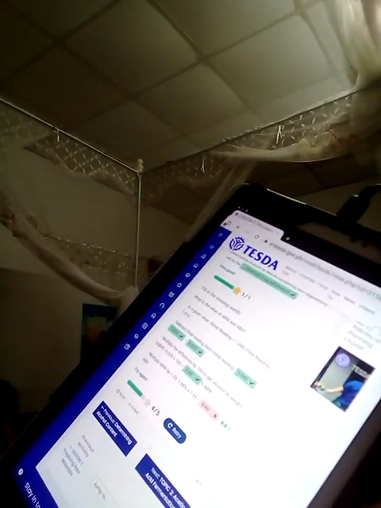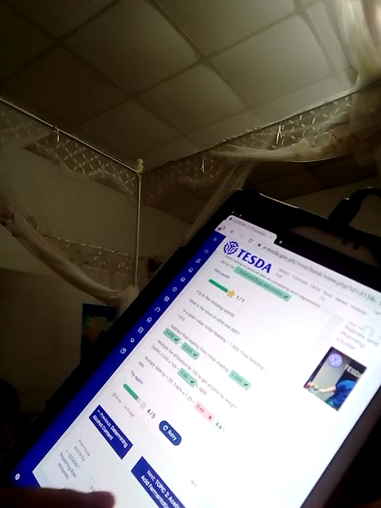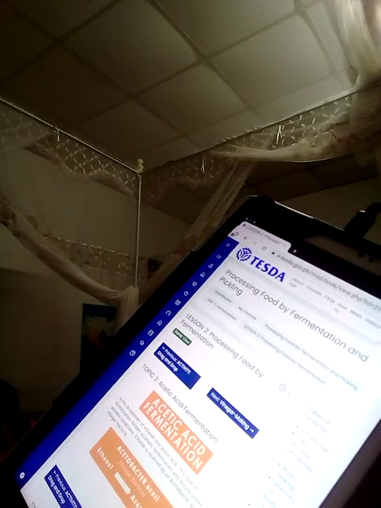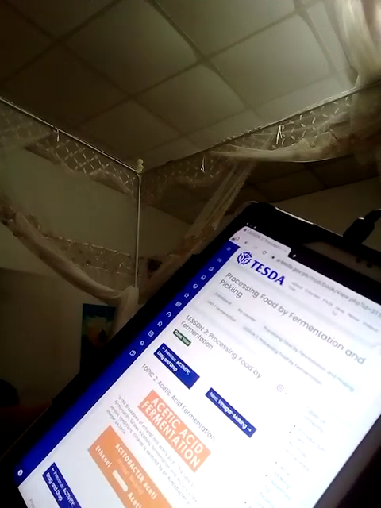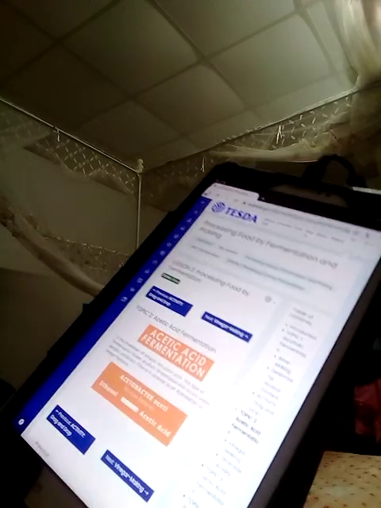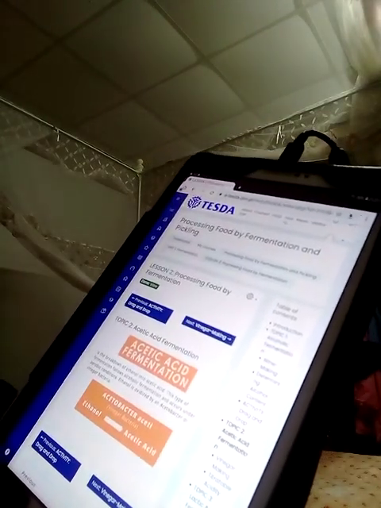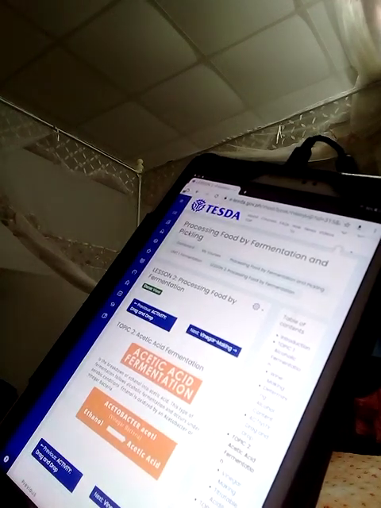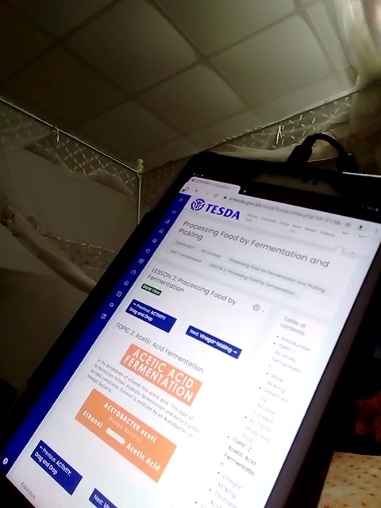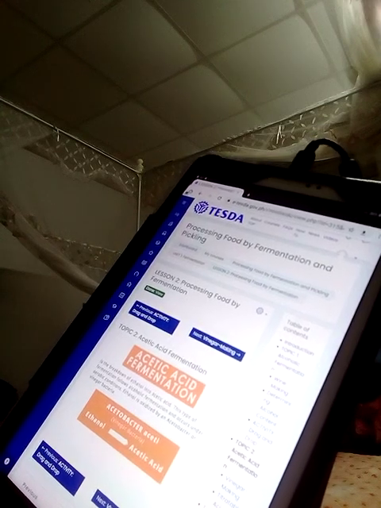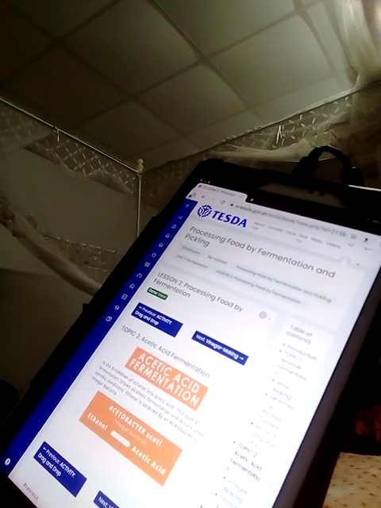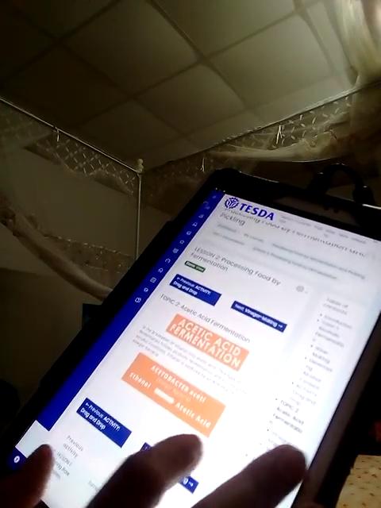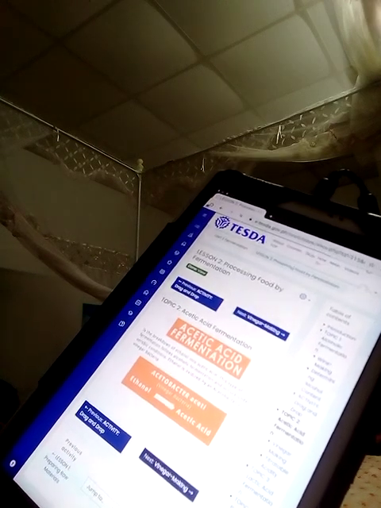So we're going to the next topic. Acetic acid fermentation. Acetic acid fermentation is a breakdown of ethanol into acetic acid. This type of fermentation follows alcoholic fermentation and occurs under aerobic conditions. Ethanol is oxidized by an Acetobacter or vinegar bacteria. So, yan siya.